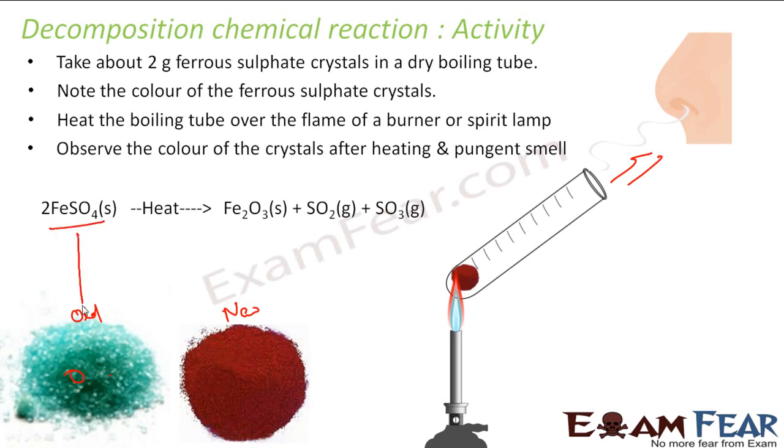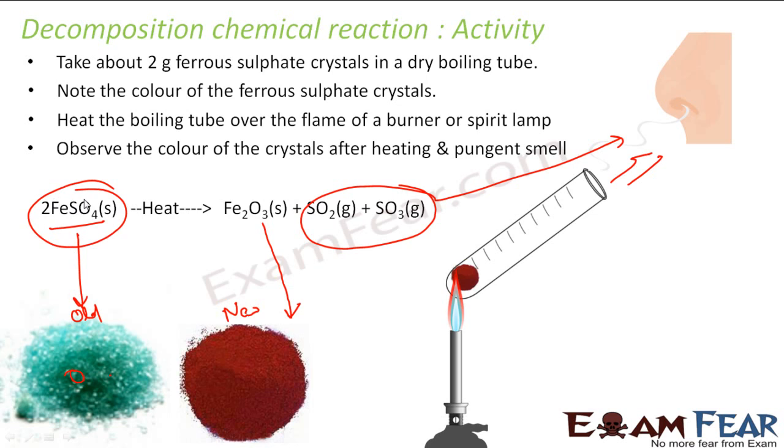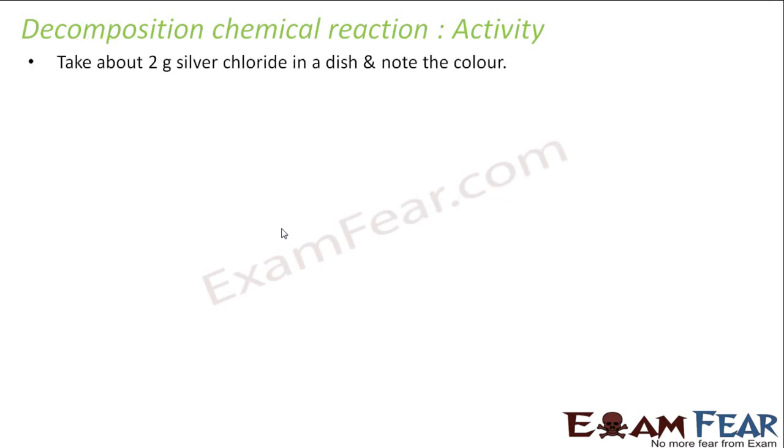So what do you see? What happened here? This was my ferrous sulfate, the blue one. When we heated it, it converted to Fe2O3. You got this gas also, and this gas is nothing but a pungent gas. So in this, one compound is converted to multiple smaller compounds. This is a typical example of a decomposition chemical reaction where a bigger compound is decomposed into smaller compounds.